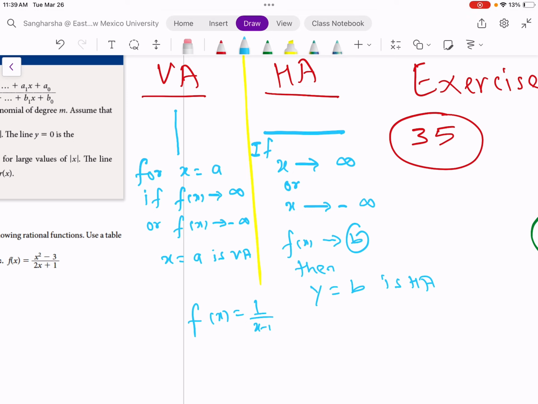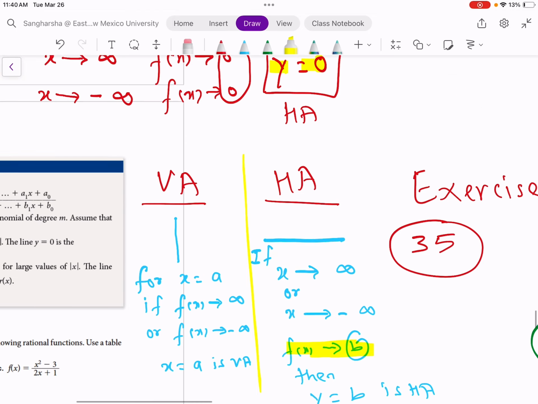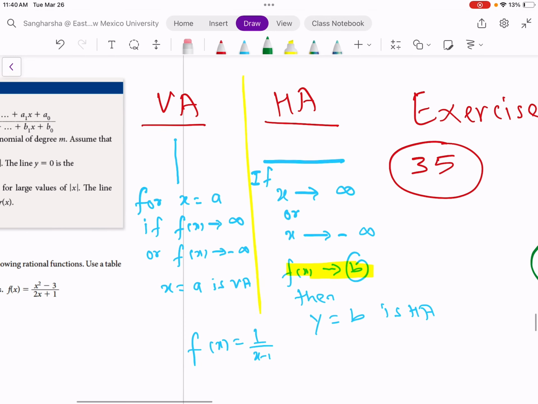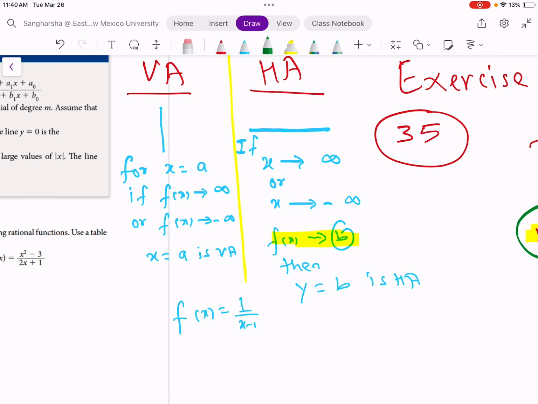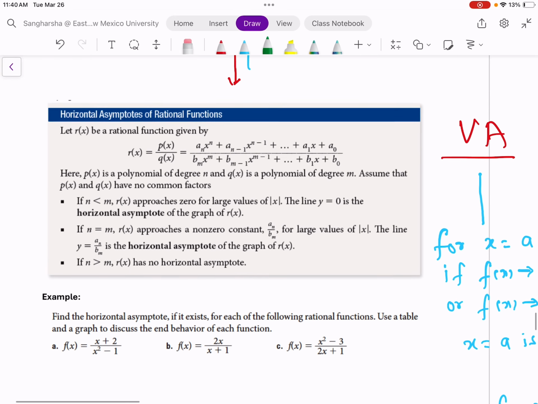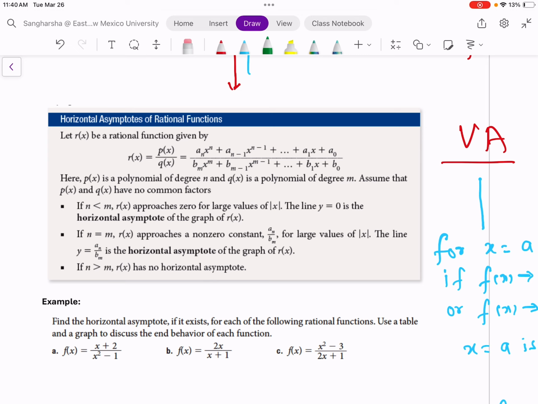So for the horizontal asymptote, you choose a very big input or a very small input, and if your output approaches some number, your output f of x won't be equal to that number, it is very close to that number. Like here, as we choose a very small number, this graph approaches very close to 3, but it is never equal to 3. So y equals 3 is the horizontal asymptote. Now there is a method of finding the horizontal asymptote, and for that we need to know the degree of the numerator and the degree of the denominator.